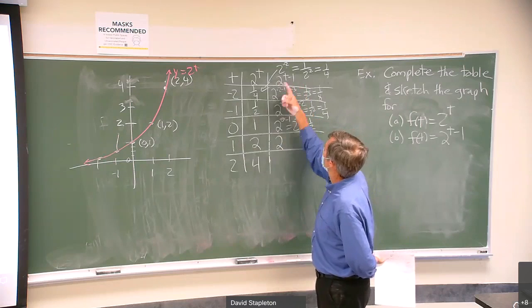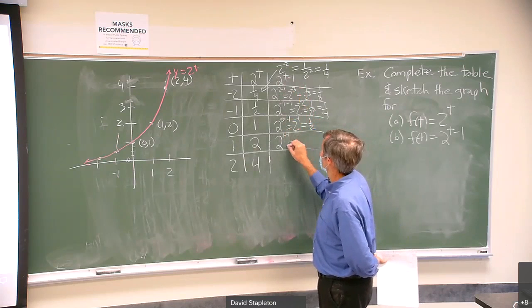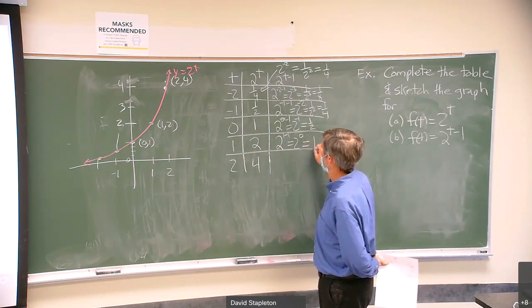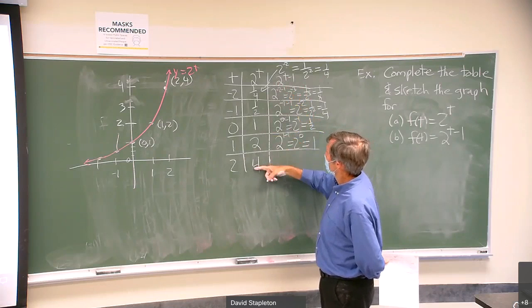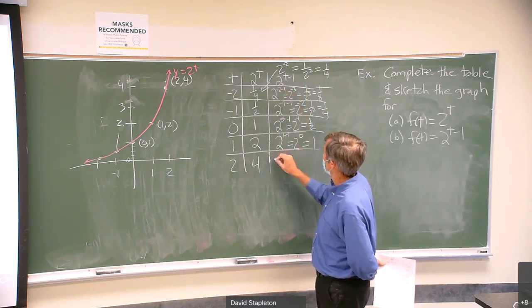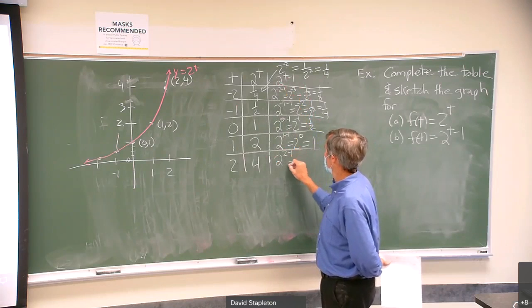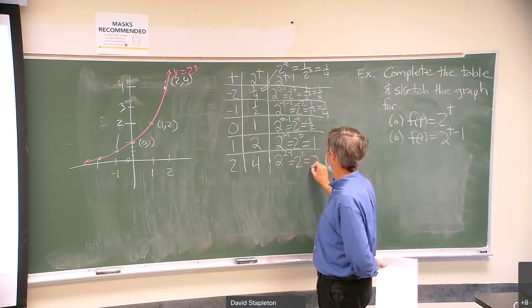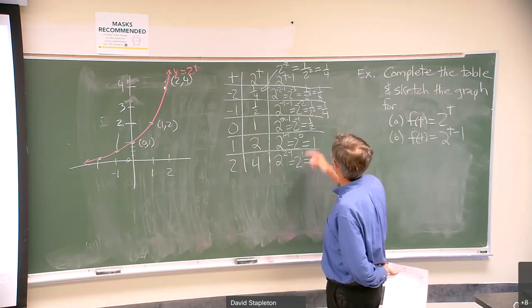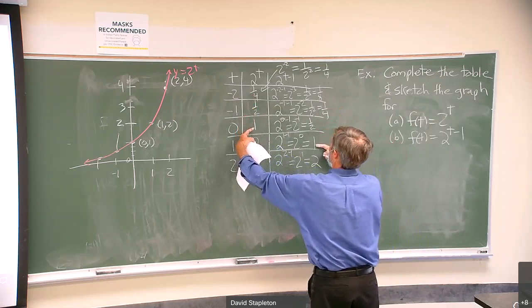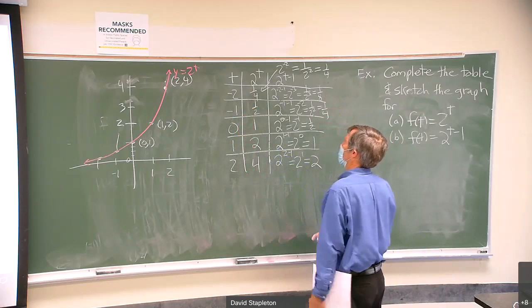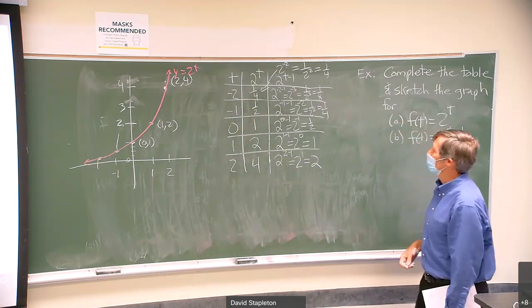If I put in t equals 1, I get 2 to the 1 minus 1, which is 2 to the 0, which is 1. Anything to the 0 is 1 except 0 to the 0, which is not defined. If I put in t equals 2, 2 to the 2 minus 1 is 2 to the first, which is 2, right? And so I can plot these points. Boy, these look a lot like these, right? 1/4, 1/2, 1, 2, 4. Why are they the same? Except shifted.